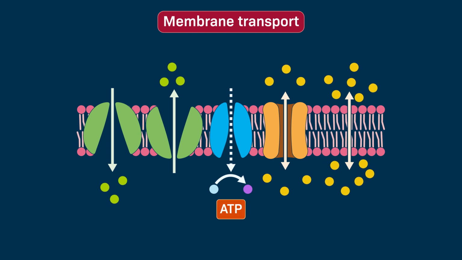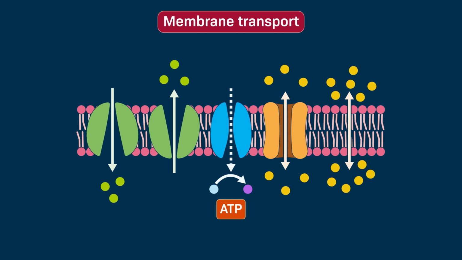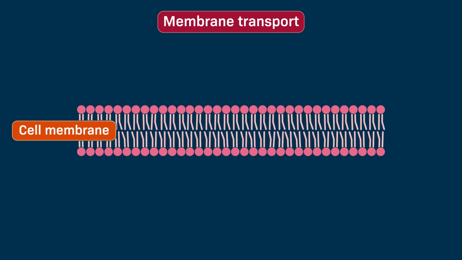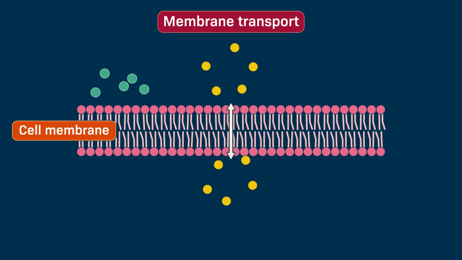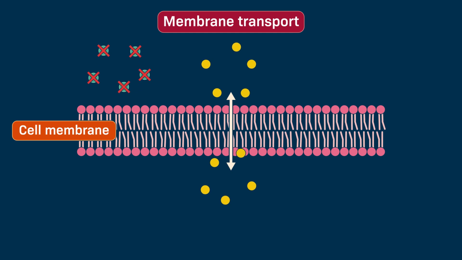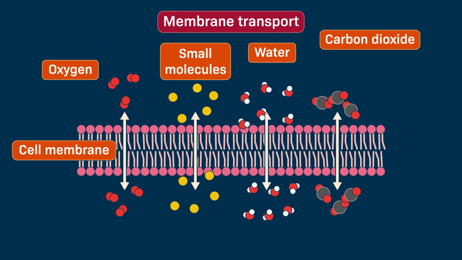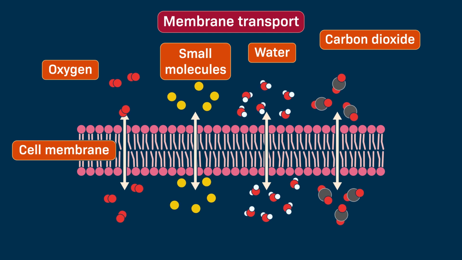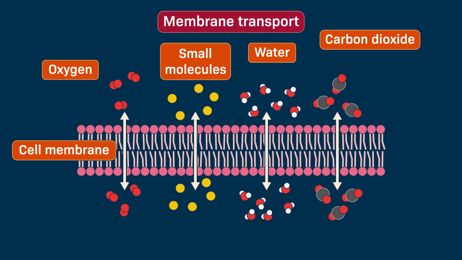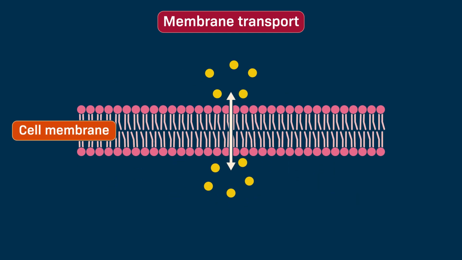There are different ways that substances can pass through the cell membrane. The cell membrane is semi-permeable, meaning that some things can move through it while others can't. This selective nature of the membrane helps the cell to control or maintain its internal environment and carry out its functions effectively. Some substances are able to simply pass through the membrane.